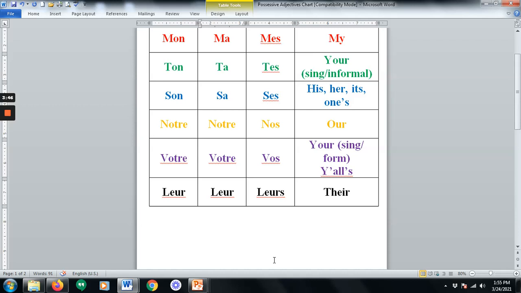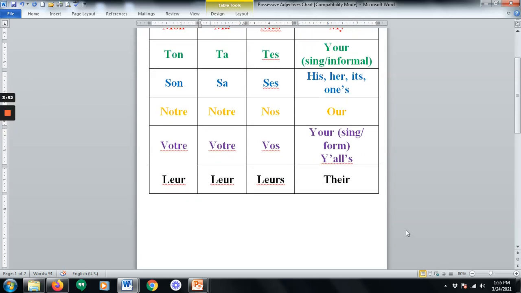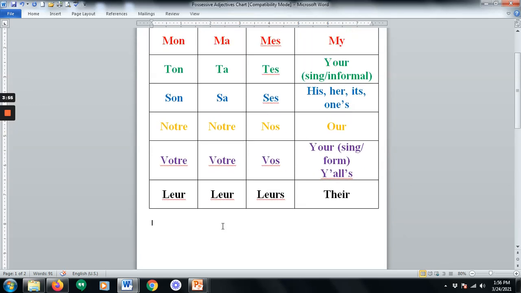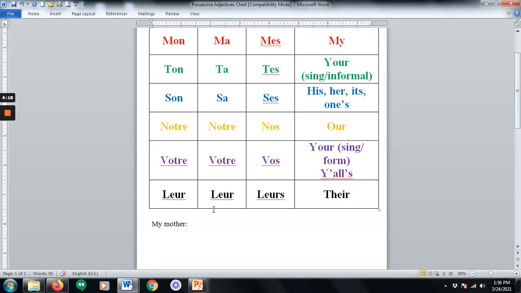So how these work, I'm going to zoom out just, oops, I'm not going to zoom out. I'll just come down here. All right, so if you want to say my mother, okay, so you know you're going to have the word my, and you know you're going to have the word mother. We're going to do this kind of backwards, out of order, so that you can see the process, because it does get a little tricky depending on what you're talking about. Okay, so my mother. First, you have to find the word mother from your vocab sheet, which is la mère.